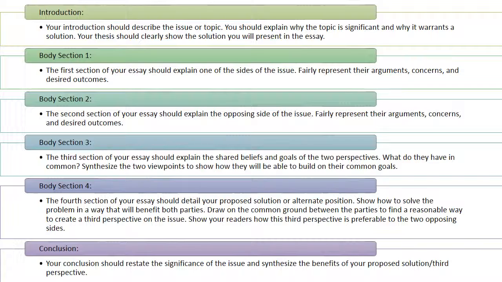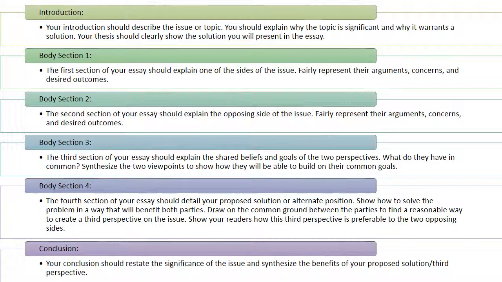Whatever it is, the different perspectives that were assigned for this unit will have a common ground where people are both striving for the same thing, but they're doing it in a different way. So your task is to figure out what that thing is that everybody is looking for, even if they have different ways of coming at it. That'll be your third section. Your fourth section then is going to be your proposed solution or alternate position.